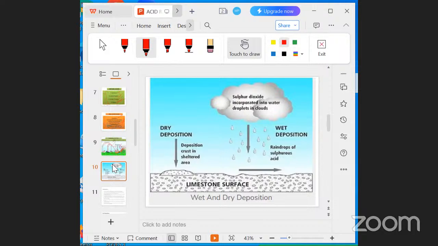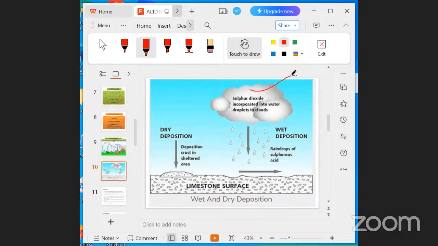So you see this picture, wet and dry deposition also. This is also another one. You see here, sulfur dioxide incorporated into water droplets or water vapor in clouds. So this is called acid rain.